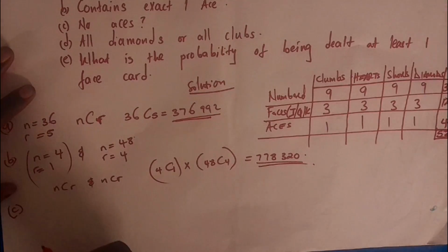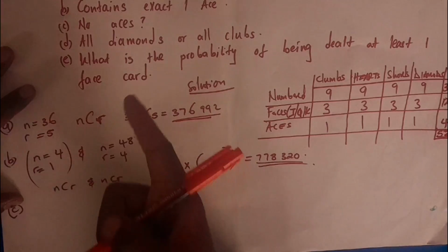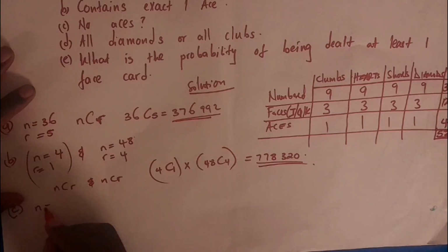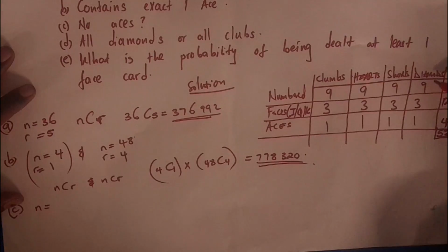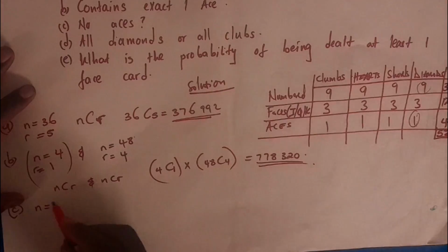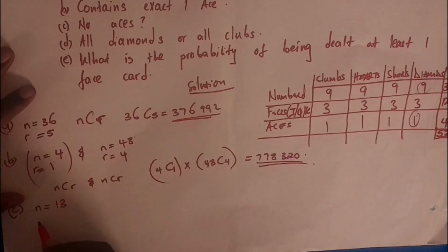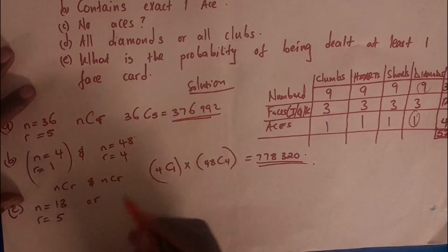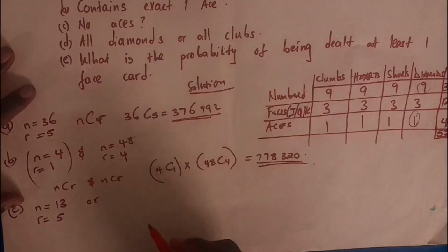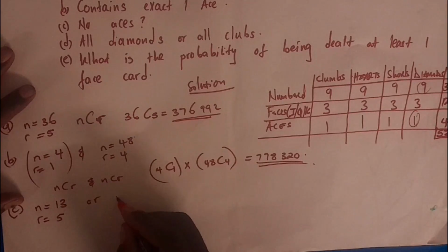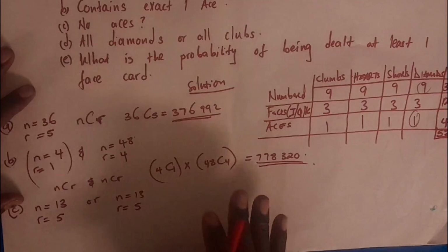So meaning to say, if all of them are going to be diamonds, it means the total number of diamonds, if you come here, is 9 plus 1 plus 10 plus 3, which is 13. So we're going to have 13, and then the r, we are choosing 5 cards. All are clubs. On the clubs, we also have n equal to 13.